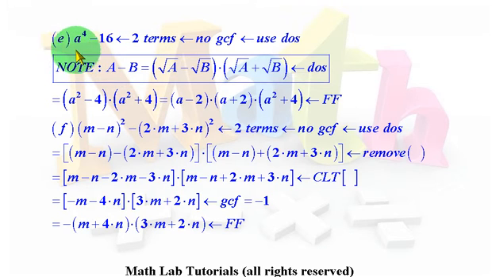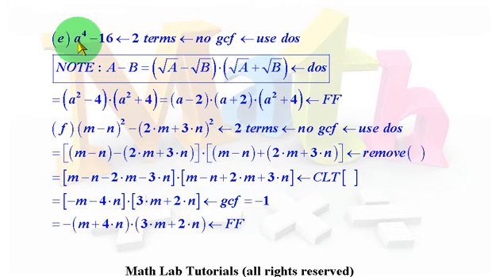Let's look at E. We have a to the power of 4 minus 16, and that gives us two terms, and there's no GCF. And what we're going to use is something called DOS. DOS is short form for difference of squares. If you look at this carefully, there's a difference there. So that's the difference part of difference of squares.